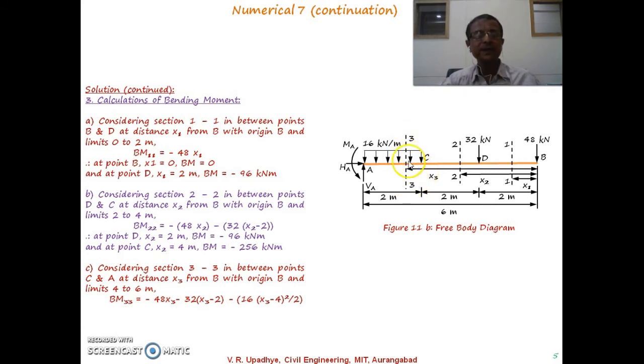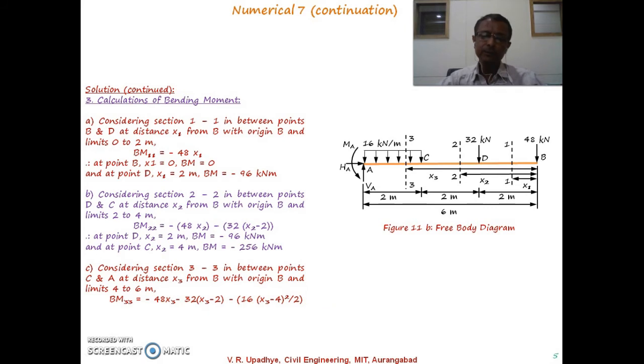So 16 into x3 minus 4 will be the total force due to the UDL in between C and section 3-3, and the centroid of that will be at x3 minus 4 divided by 2. So the moment due to that UDL in between C and section 3-3 will be 16 into x3 minus 4 into x3 minus 4 divided by 2. So that is directly written as 16 into x3 minus 4 whole square divided by 2.